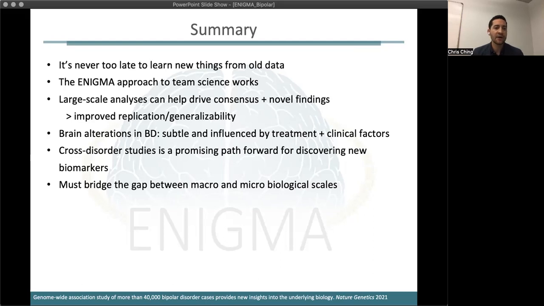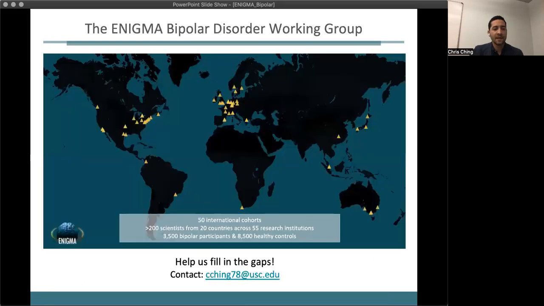And lastly, I hope that I emphasized our efforts in trying to bridge that gap between what we see on an MRI level to the underlying microbiological cells, so that we can better understand the mechanisms driving what we see on the brain MRI. Now, in closing, I'd like to bring us back to the ENIGMA Bipolar Disorder Working Group map. Again, these are all the sites that have come together from around the world to build the most diverse, large-scale analyses of the brain in bipolar disorder.